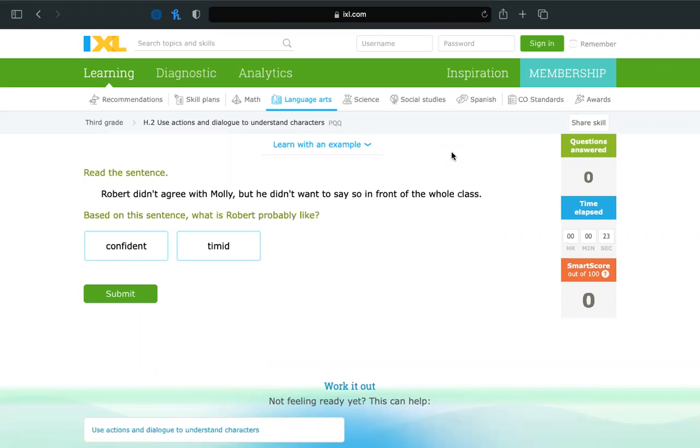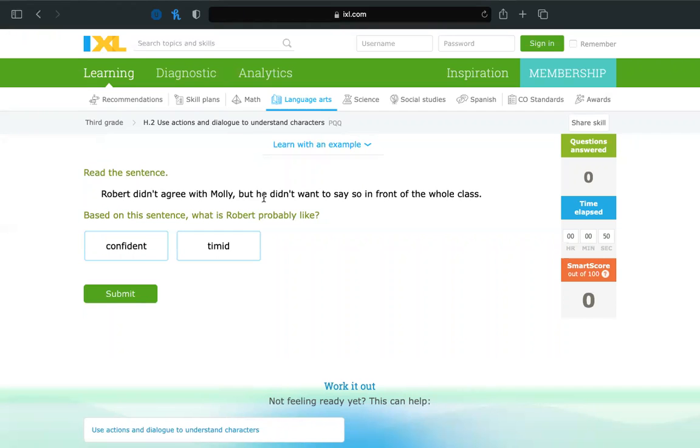Today we're going to talk about using actions and dialogue to understand characters. So we're going to be taking things that people do or that characters say, and we're going to be using that to better understand the characters in the passage. So the first thing that we're going to do is read the sentence, and then based on what we read, we're going to decide what type of character we're probably looking at. So let's go ahead and read this first example.